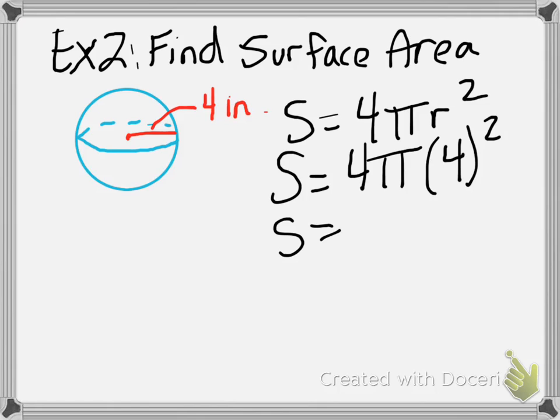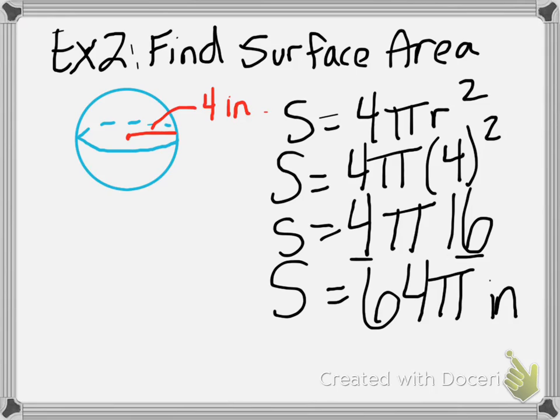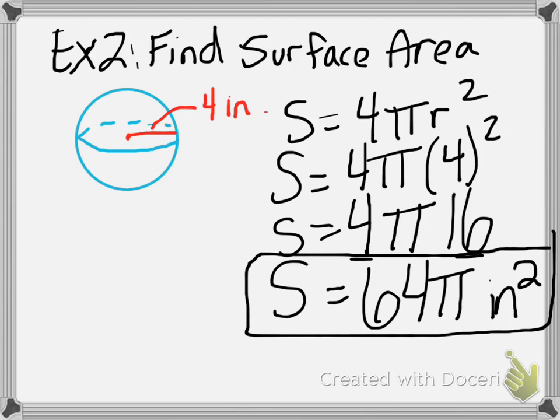Surface area, okay, so now we have 4 times pi times 4 squared, 16. That gives us a surface area. Let's multiply 4 times 16. That makes us 64 pi. And again, let's leave pi as pi for right now. So 64 pi inches. And for surface area, remember we are squared. We are not cubed. So the surface area is 64 pi inches squared.